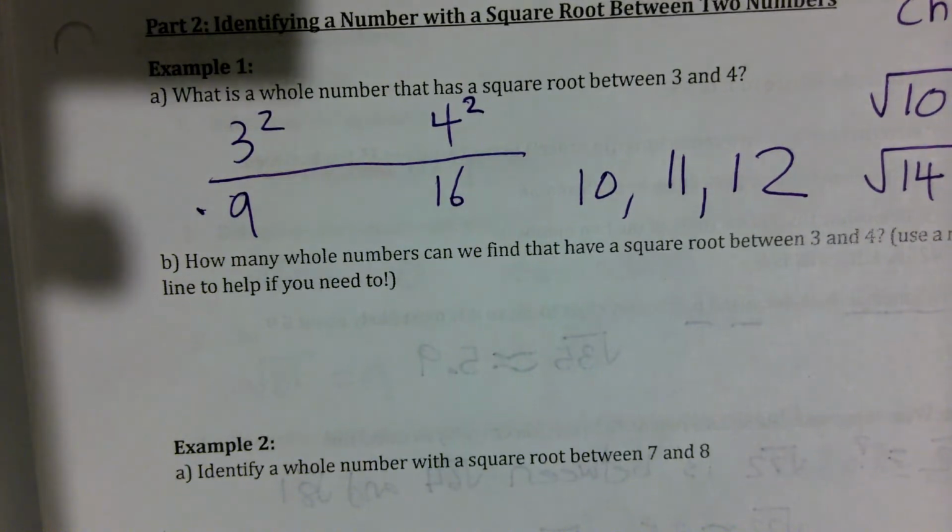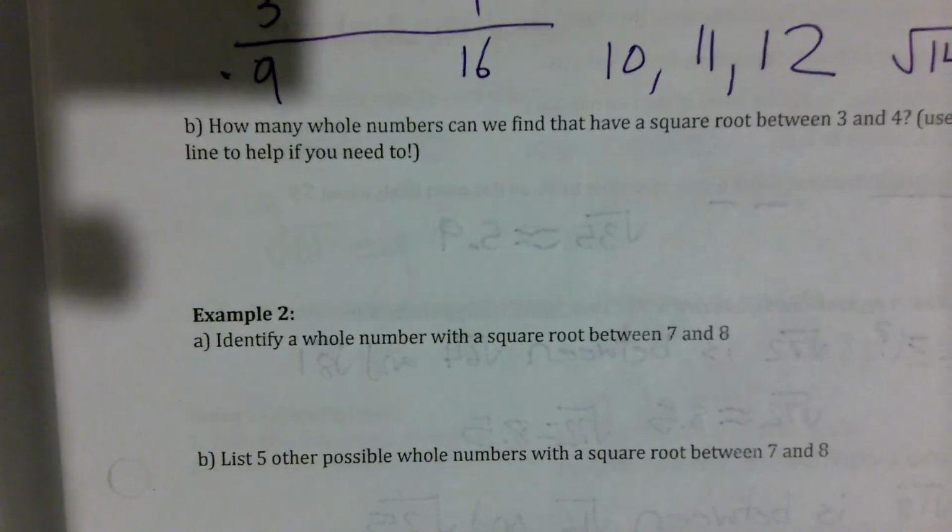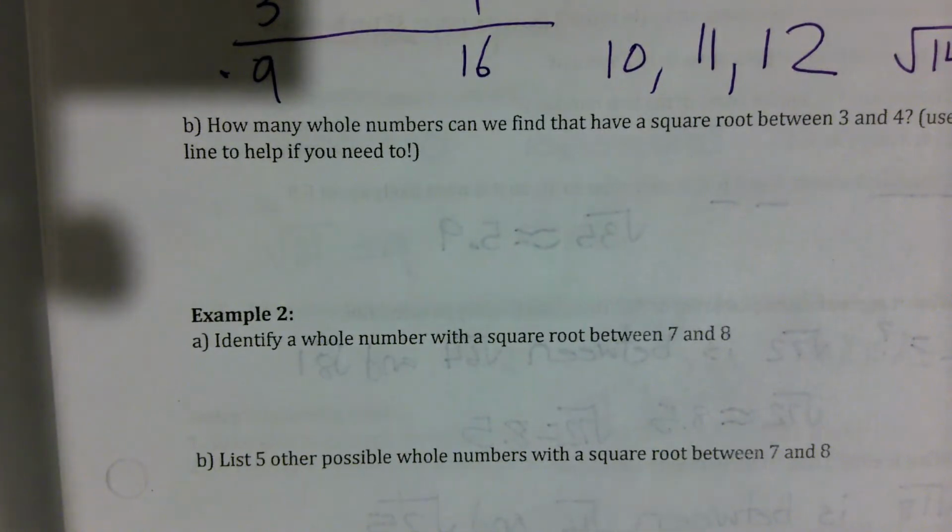How many whole numbers can we find that have a square root between 3 and 4? Use a number line to help if you need to, and solve on your own. How many numbers exist between the square root of 3 and 4? So how many numbers exist between 9 and 16?